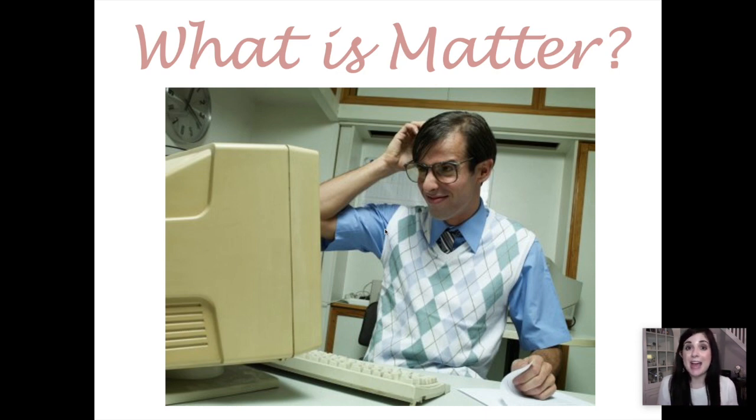So what is matter? And this is probably all of you wondering what matter is, especially wondering what that monstrosity of a computer is that he's looking at.